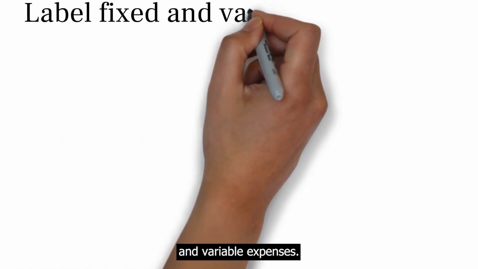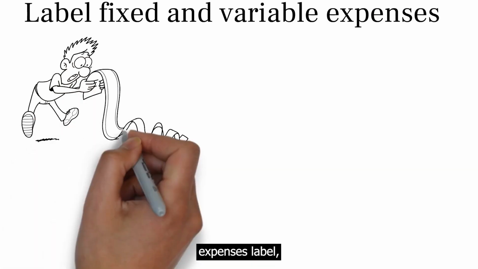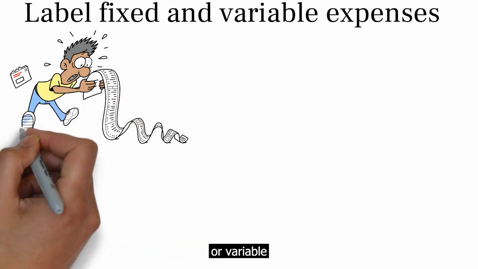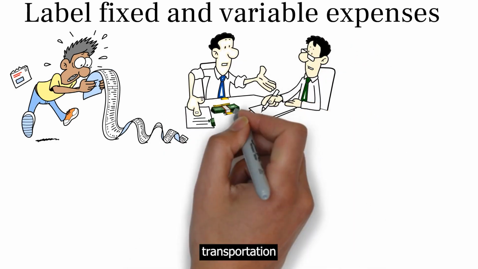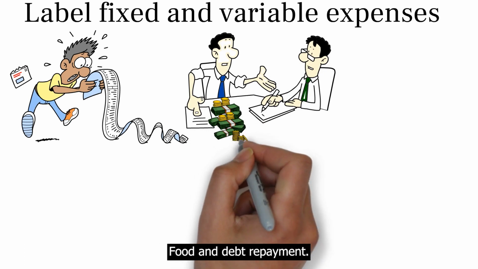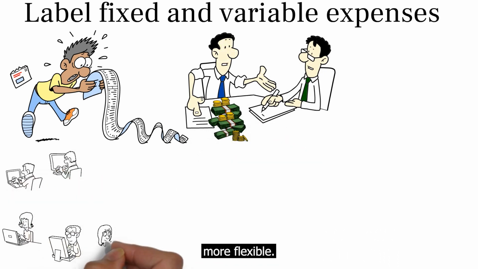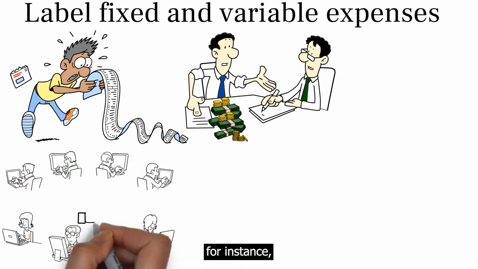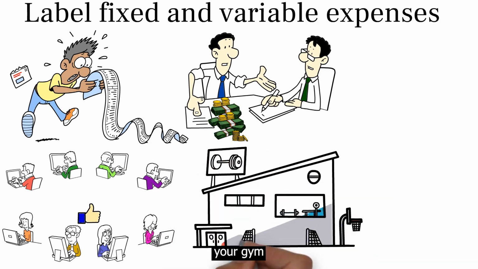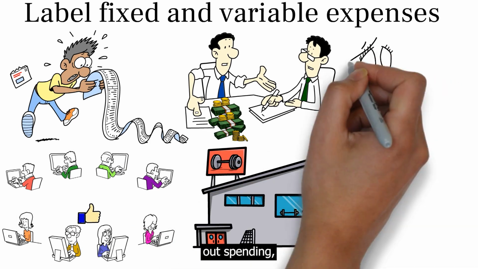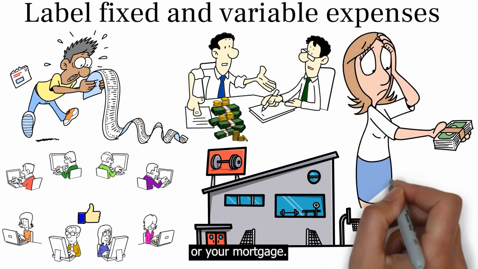Label fixed and variable expenses. Once you've compiled a list of your monthly expenses, label whether they're fixed or variable. Fixed expenses are bills you can't avoid: rent, utilities, transportation, insurance, food, and debt repayment. Variable expenses tend to be more flexible: your gym membership, for instance, or how much you spend on dining out. If money was tight, you could always drop your gym membership and curtail your dining out spending, but you are likely always going to have to pay rent or your mortgage.